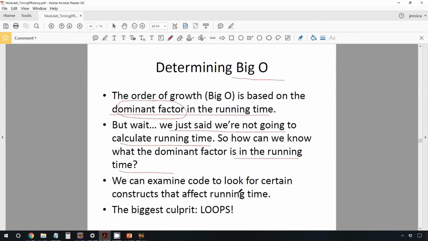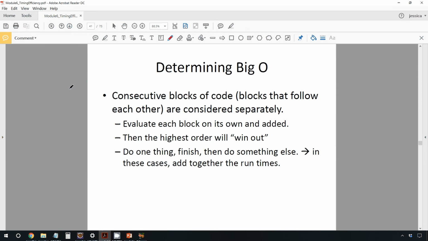The biggest culprit that drives efficiency is loops. So loops are the big things you want to think about. Now, here's some things to keep in mind when figuring out your big O. Consecutive blocks of code, so that means blocks of code that follow each other, meaning you do one whole block and when that's done, you move on to the next block. These are considered separately. So what you need to do is evaluate each block on its own and then you add them all together. And then the highest order one is going to win out in terms of the big O.